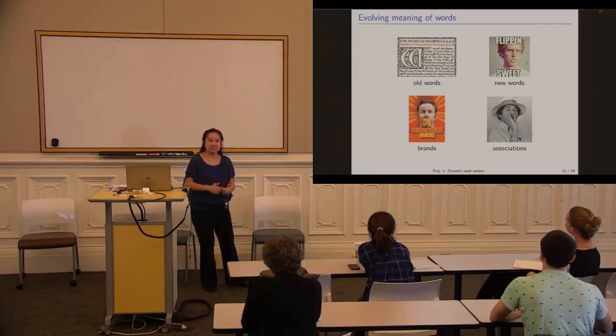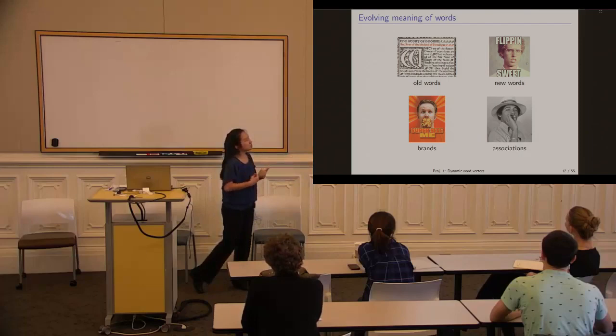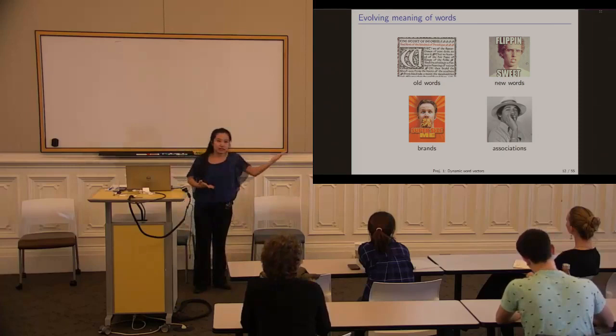And same with politicians. So this handsome gentleman at the bottom here is Barack Obama, or former President Barack Obama, long before he was president. And so, keeping track of these associations can actually be done through these word vectors, and it actually can help them with their tasks.